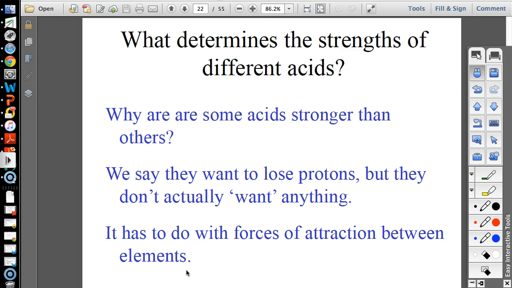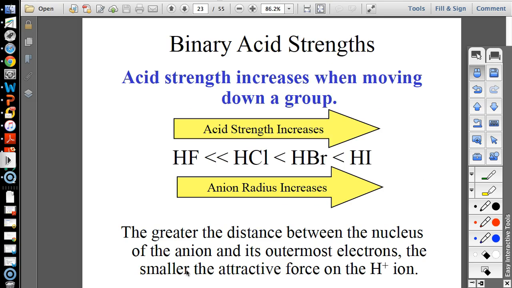All right, so why are some acids stronger than others? This PowerPoint through here, I don't like it. I feel like the Pocal did a better job. So I just want to take a break from this.